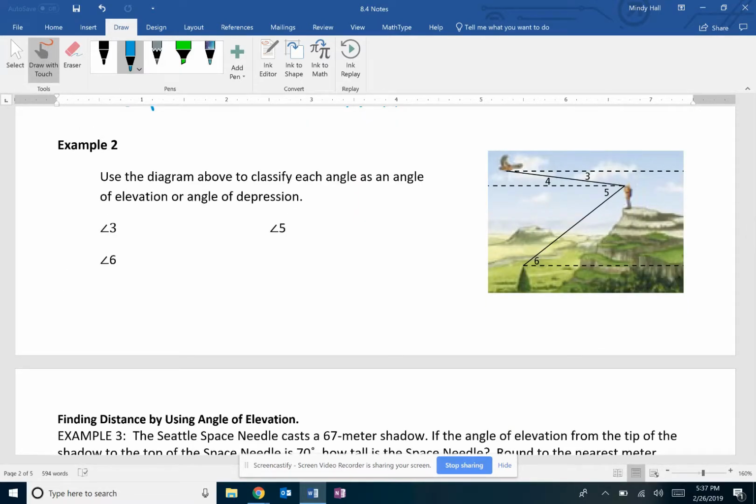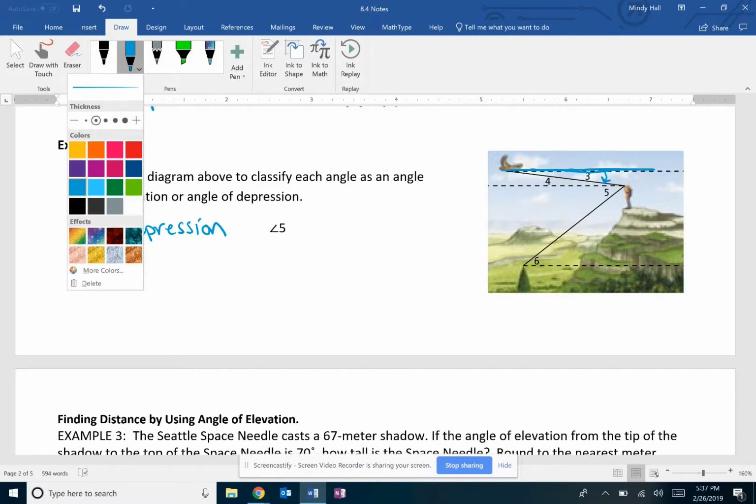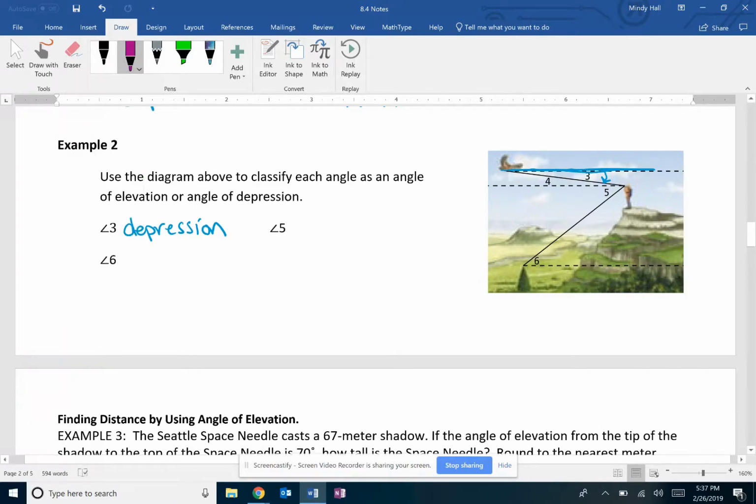So for example 2, we're going to do the same thing. So angle 3, I notice I have this horizontal line up in the sky. And so I would have to come down. And because it's down, it is a depression. And if you want, feel free to pause the video at any point to try and practice questions on your own. So angle 5, we have this horizontal line. And so in order to make angle 5, we would have to come down. So it's going to be another depression, or angle of depression. And then angle 6 has this horizontal line, and to make it, we have to go up. So it is an angle of elevation.